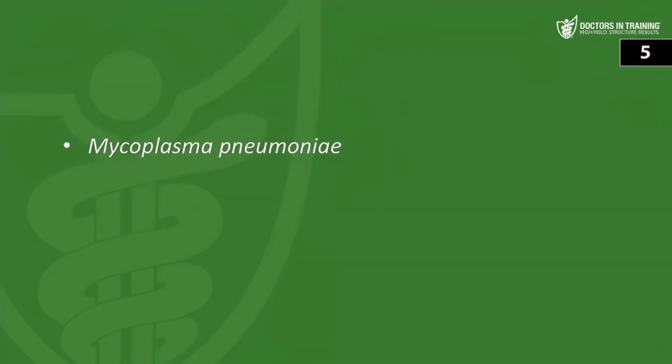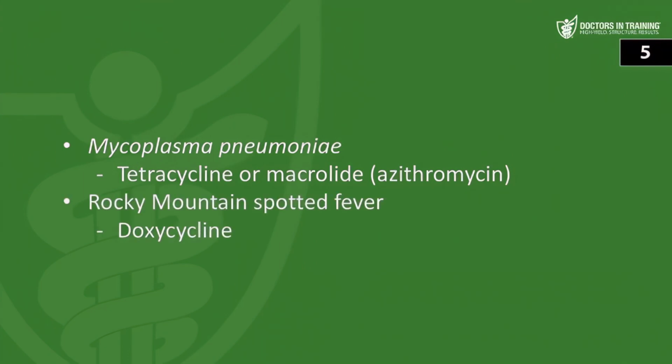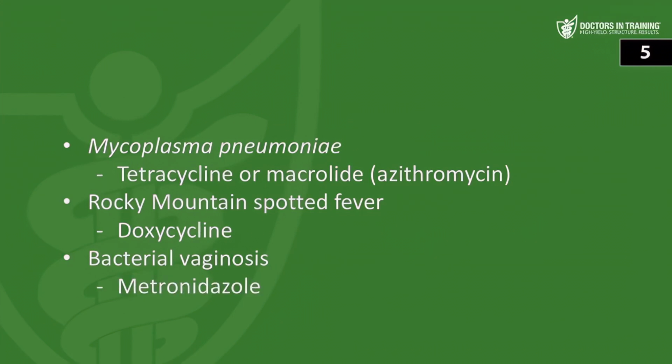And lastly, what antibiotic should be used to treat each of the following infections? For Mycoplasma pneumoniae, just like with chlamydia infections, you're going to use doxycycline or a macrolide like erythromycin or azithromycin. For Rocky Mountain spotted fever, doxycycline. And bacterial vaginosis is treated with metronidazole.